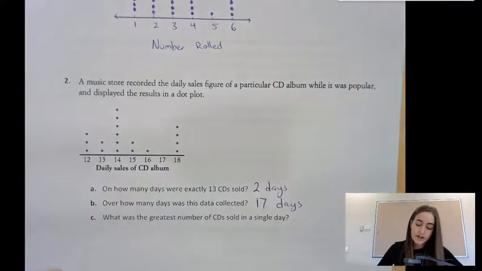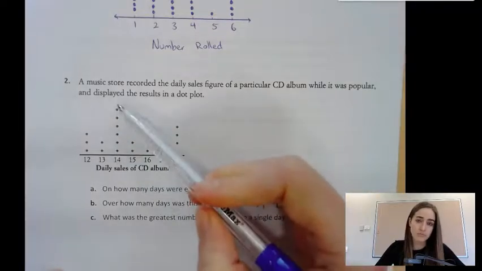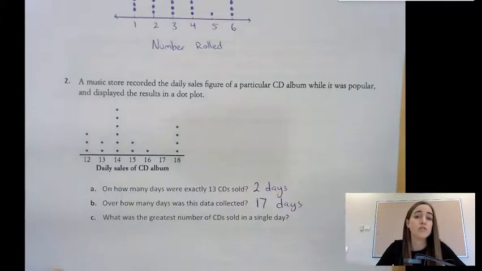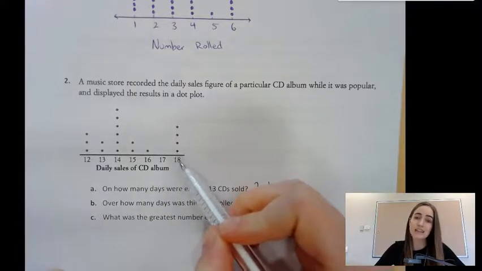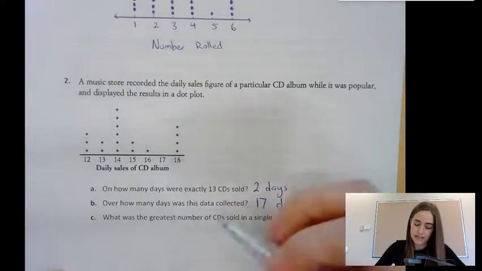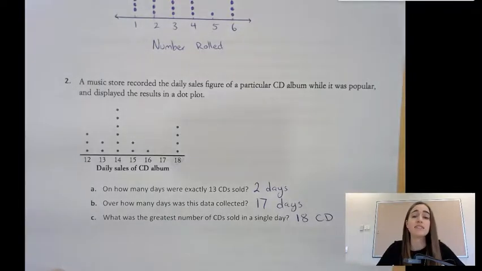And what was the greatest number of CDs sold in a single day? Just be really careful. This one's the one that trips people up. We're not looking at the highest column. That just tells us how many days there were 14 CDs sold, and that 14 was the most common number of CDs to sell. But the most number of CDs sold in a single day was 18, because 18 is the highest number that still has a dot above it. So 18 CDs were sold in a single day, and that's our highest number. So that's having a look at dot plots.